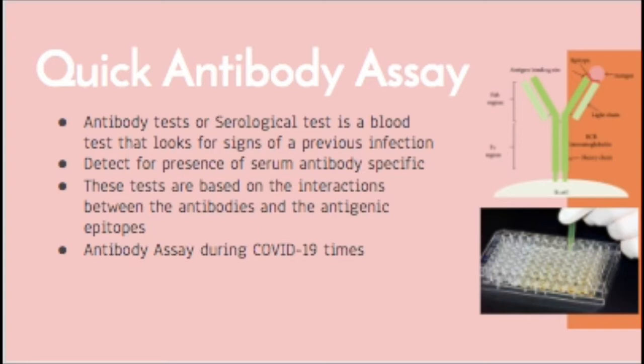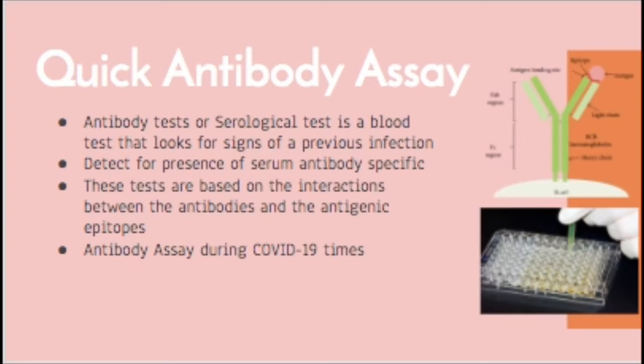These tests are based on the interactions between the antibodies and the antigenic epitopes. The antigenic epitopes are the part of the antigen that is recognized by the immune system and binds to the specific antigen receptor on the B cell antibodies. Usually, you cannot actually see the primary interactions between an antigen and an antibody, so the antibody assay test uses a secondary indicator system. The system is based on the use of a polyclonal antiserum or a monoclonal antibody.